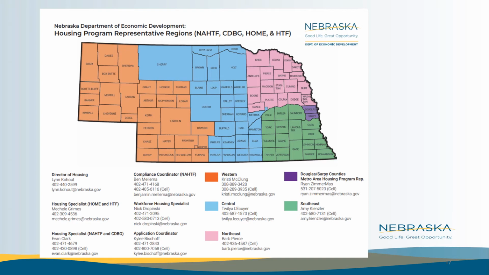What you're seeing now is the updated housing program representatives region map and a complete list of our housing team on the bottom with their contact information. Color-coded on the map are the regions for our program representatives, and on the bottom of the map you'll see who your contact is.